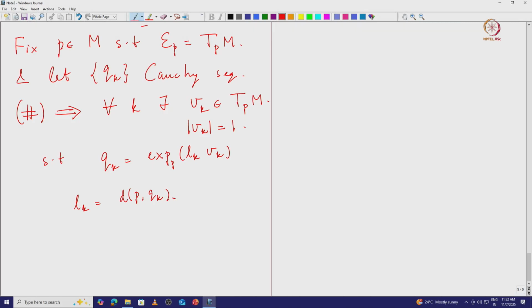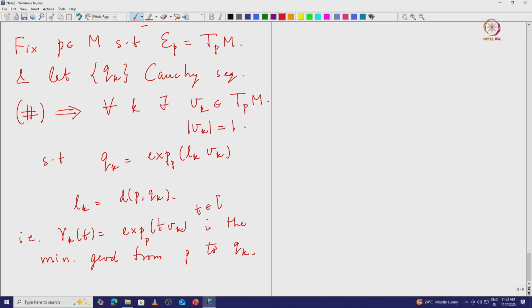to Qk. So in other words, I am saying that if you look at the geodesic gamma k given by the exponential of T times Vk, this is the minimal geodesic from P to Qk. Okay, where T is between 0 and Lk. So by hashtag such a minimal geodesic exists. Alright, now because Qk is Cauchy, it is bounded, which means that the sequence Lk is bounded.